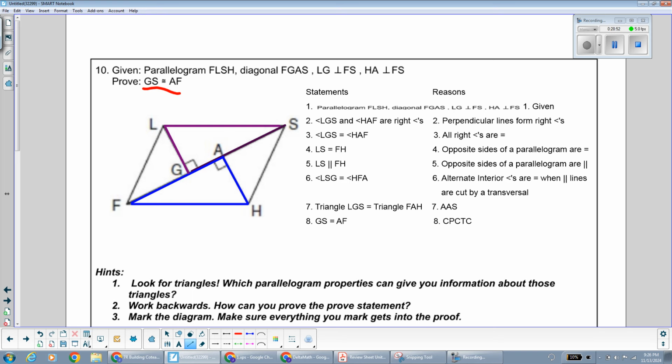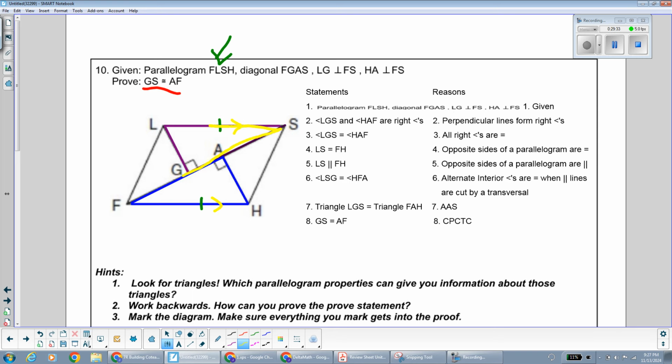And we know that if we want to prove corresponding sides of two triangles to be congruent, then that's going to be CPCTC. And before we can use CPCTC, we do first need to prove that these two triangles are congruent. So from the right angles, we already have a pair of angles to work with. The rest of the information is going to come from knowing that we have a parallelogram. Because we have a parallelogram, we know that opposite sides of the parallelogram are congruent. So that gives us LS is congruent to FH. We also know that opposite sides of the parallelogram are parallel.